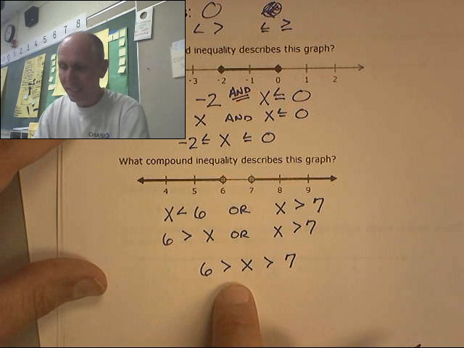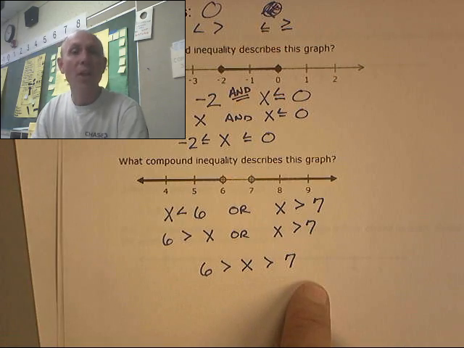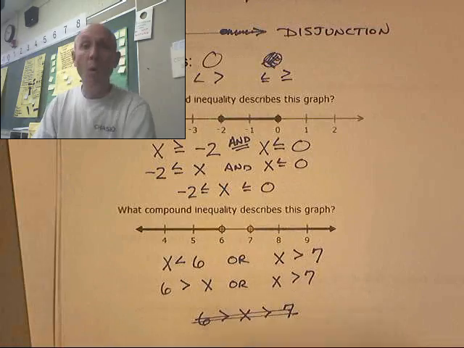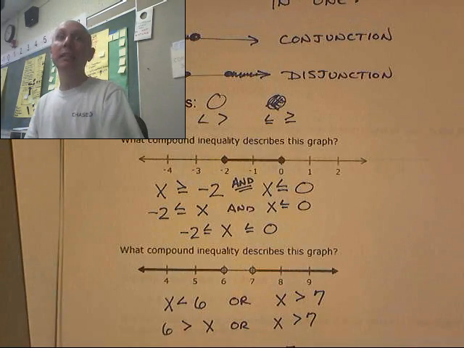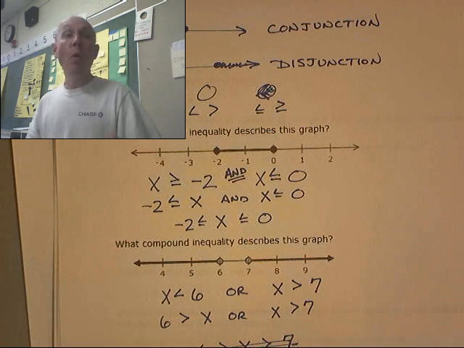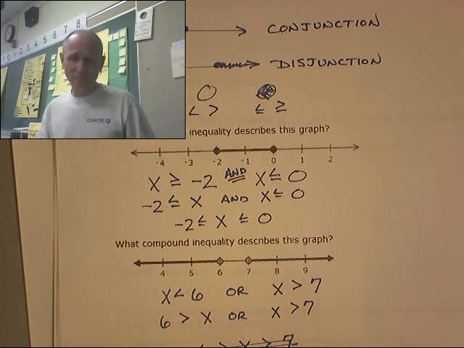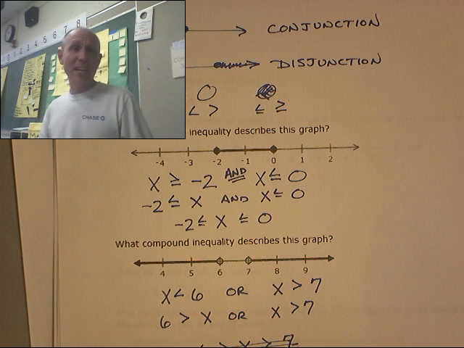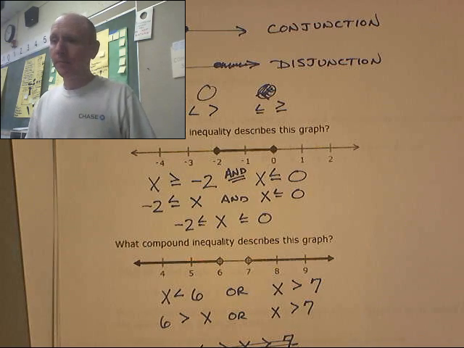Does this make any sense? 6 is greater than x, and x is greater than 7. So it doesn't make sense. This doesn't work. Bad. Ors can never squish together all the way. Ands can squish together all the way. Ors are called disjunctions. Ands are called conjunctions.